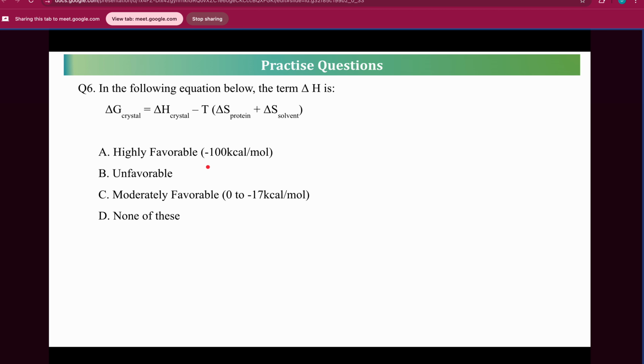Option A, it is highly favorable, that is minus 100 kilocalories per mole. Option B, it is unfavorable. Option C, it is moderately favorable, that means 0 to minus 17 kilocalories per mole. And option D is none of these. So you have to tell what the delta H crystal term will be.